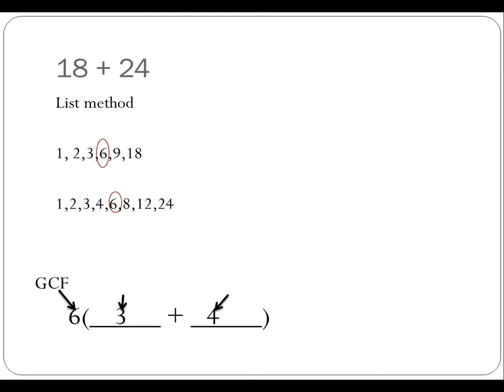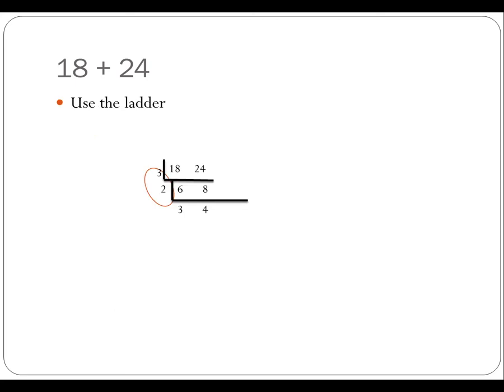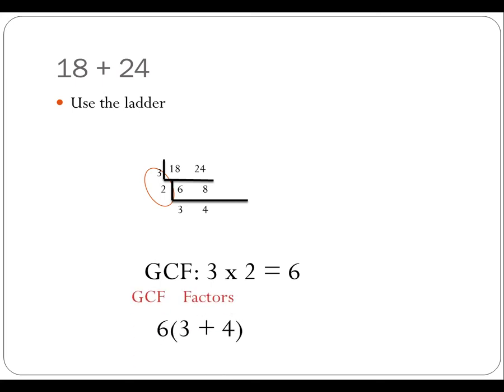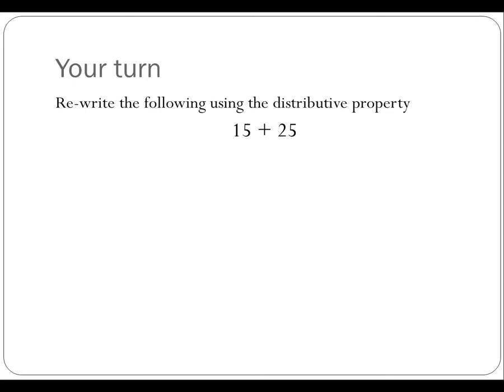Let's do another example. So then we could also use the ladder method if we wanted to. That's how we would find that it was 6, when 3 times 2 equals 6. And that's how you needed to pull out the 6. And those are the factors, 3 plus 4. So that was what we've done already. Yep, it's the same exact answer, just a different way. Rewrite the following using the distributive property.